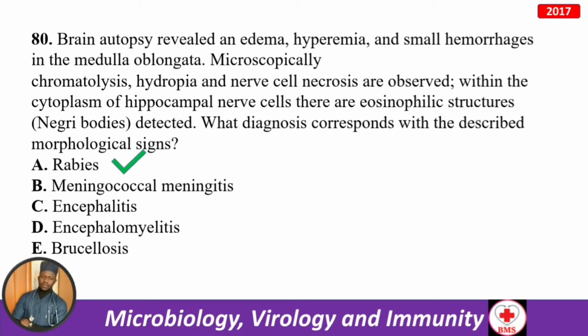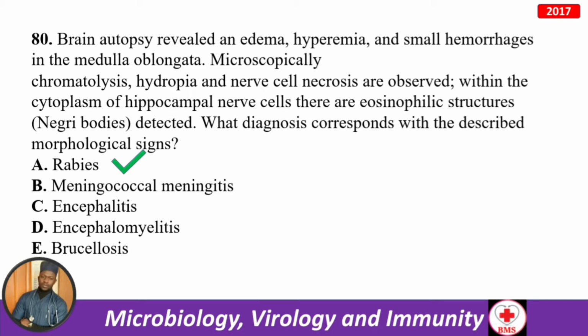Brain autopsy revealed an edema, hyperemia, and small hemorrhages of the medulla oblongata. Microscopically, chromatolysis, hydropia, and nerve cell necrosis are observed. Within the cytoplasm of hippocampal nerve cells, eosinophilic structures, Negri bodies, are detected. What diagnosis corresponds with the described morphological signs?